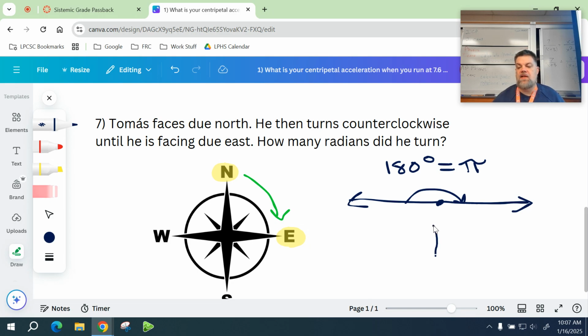What he did was he went from here to here. What do you think that is? 90 degrees. Now, it's 1/2 of 180 degrees. Well, that means this is 1/2 pi, right?